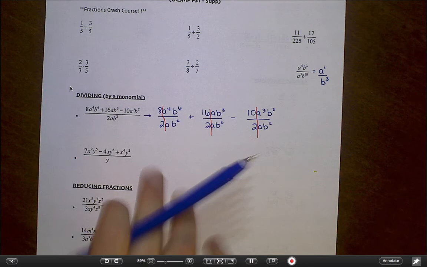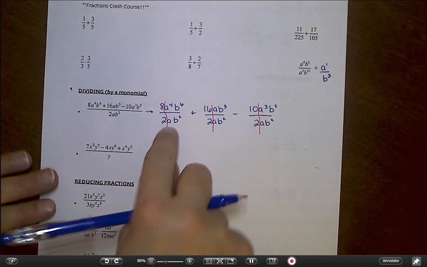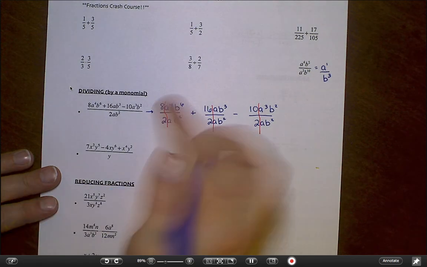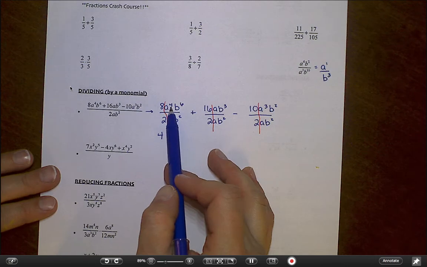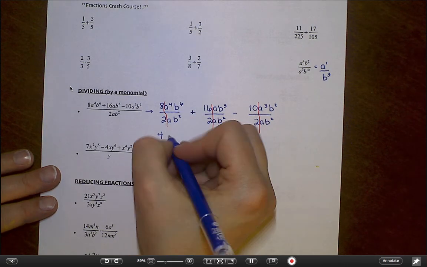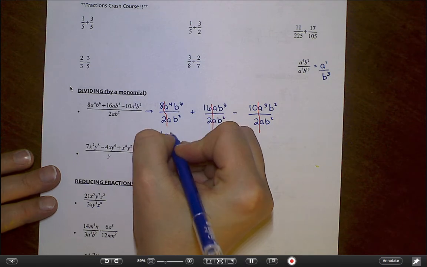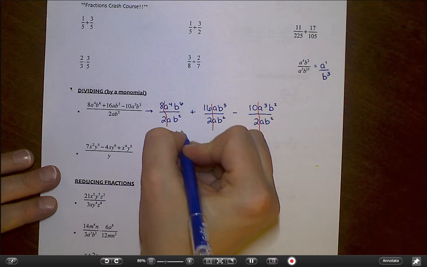I don't know if that's going to happen in this example or not, but I just want to make sure we talk about it. So with this one, 8 divided by 2 is 4. And then I'm going to take each one of these and subtract the exponents. So a to the fourth minus a to the first would be a to the third. And then here, 6 minus 2 is 4, so that'd be b to the fourth.